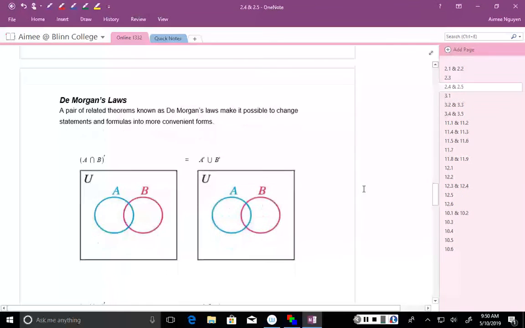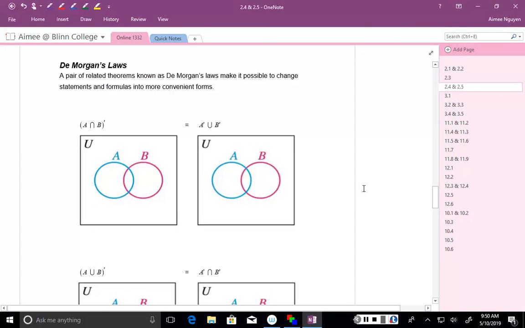So now we're going to talk about De Morgan's laws. De Morgan's laws are like a pair of related theorems, right? And what they do is make it possible for us to change statements from looking one way to looking another way. So sometimes we may be more comfortable with looking at an intersection than a union, or a union than an intersection, or maybe we don't want to do the complement a lot of times or something like that, right? And so De Morgan's laws are nice.